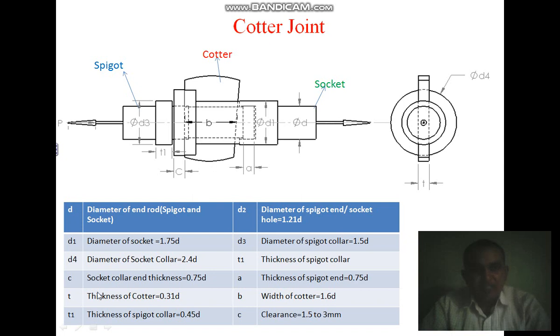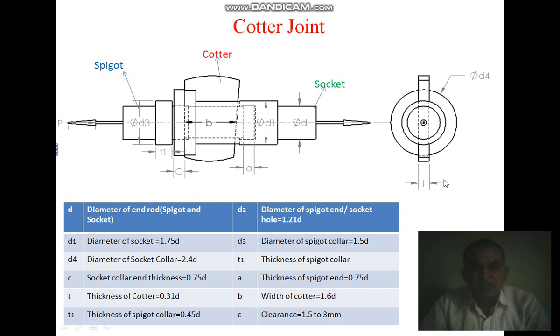Then c is the socket collar end thickness, given as 0.75 d. The thickness of the cotter is t, 0.31 d. T1 is the thickness of the spigot collar. Then D3 is the diameter of the spigot collar, a is the thickness of the cotter end, b is the width of the cotter, and c is the clearance. These are the various notations for the cotter joint, respective to the spigot, cotter and socket.